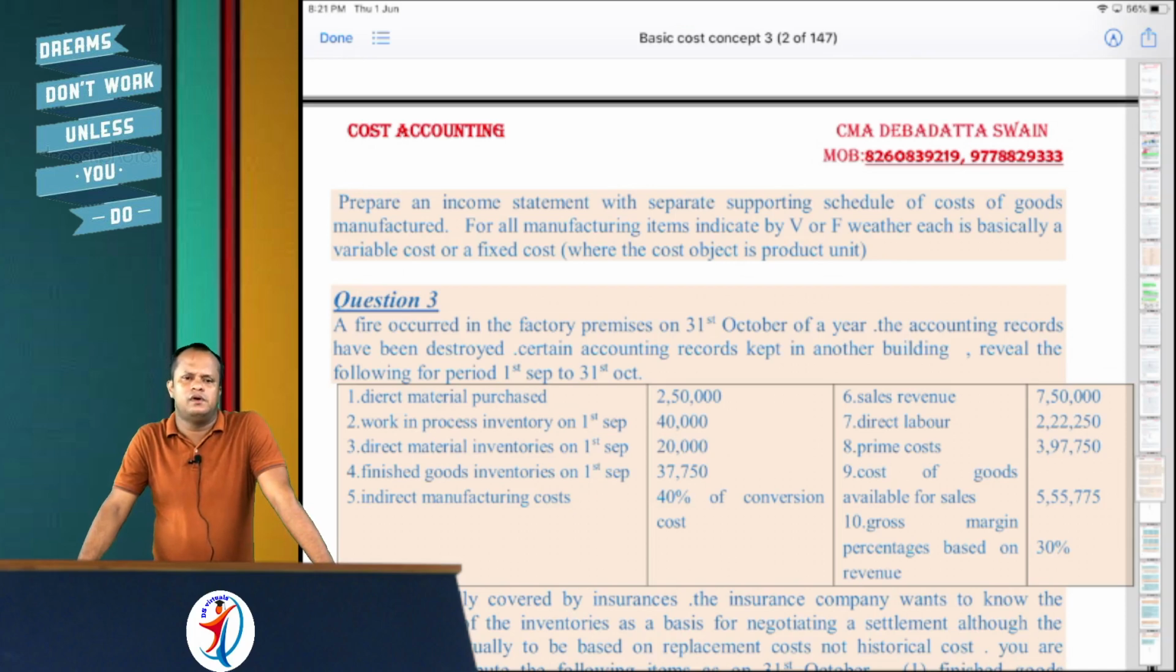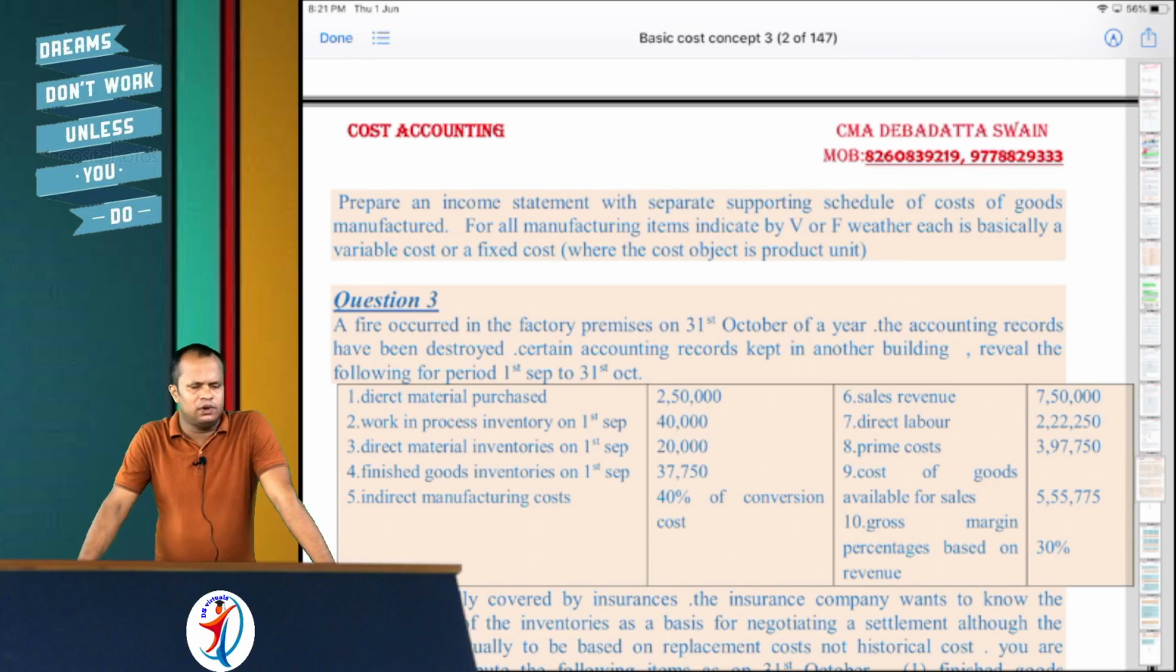Then we will add office and administrative overhead to get cost of production. Then opening stock of finished goods will be added and closing stock of finished goods will be deducted. The result will be cost of sales. Sorry, the result will be cost of goods sold. Cost of production plus opening stock of finished goods is called cost of goods available for sale. Cost of goods available for sale minus closing stock of finished goods is called cost of goods sold.